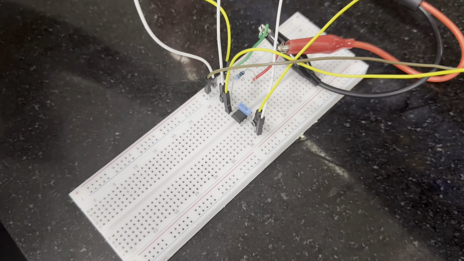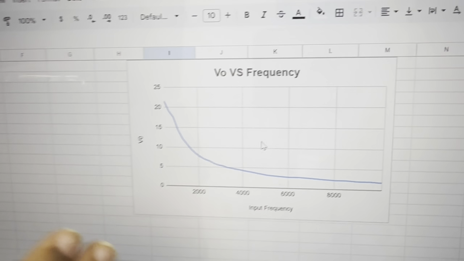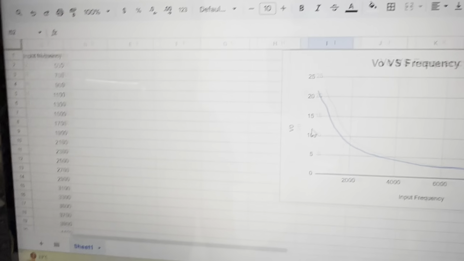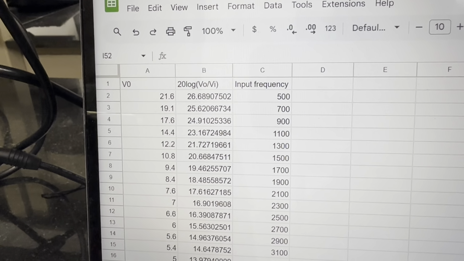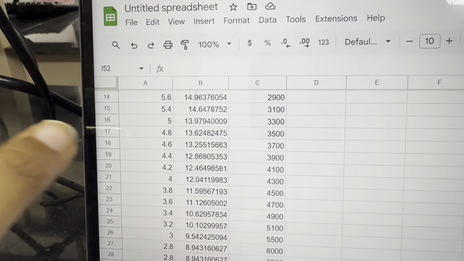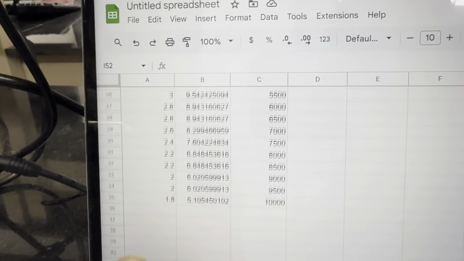By varying the input frequency from 500 to 10,000 hertz, we are plotting the output peak to peak voltage with the frequency, and this is our V0 versus frequency graph. And we are also plotting 20 log V0 by Vi, which is the gain, where input peak to peak voltage is 1 volt, and this is our gain versus input frequency graph.